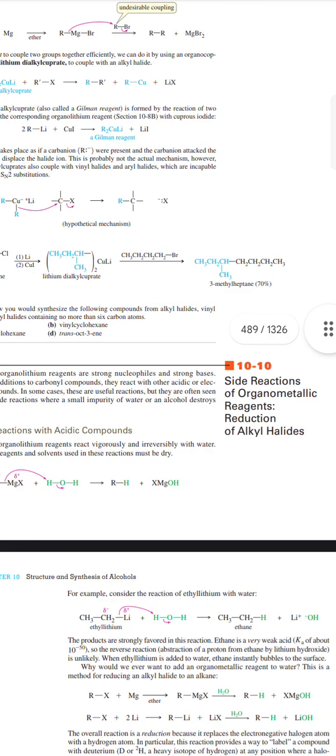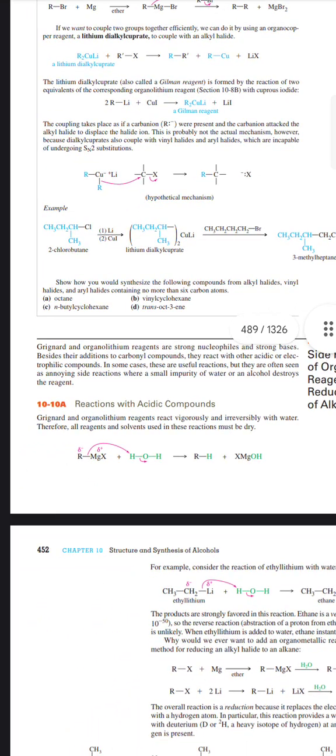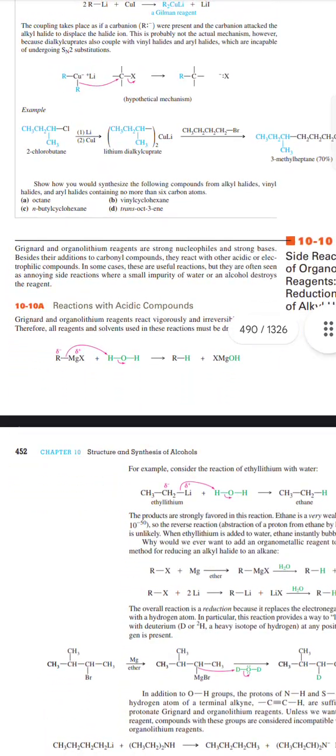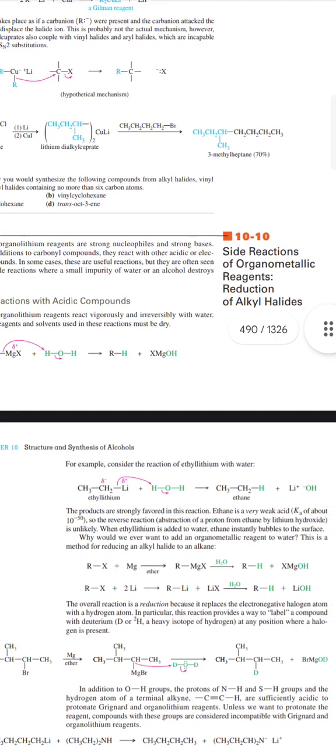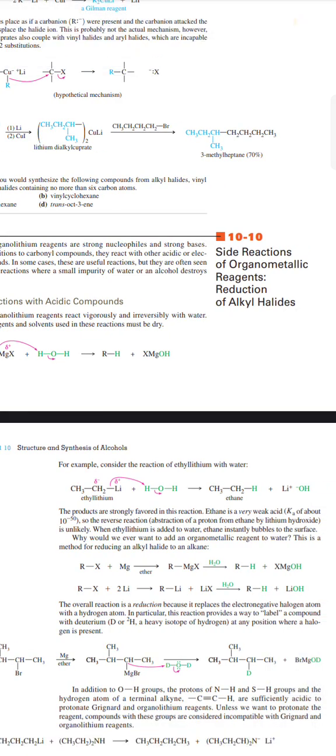Next topic is side reactions of organometallic reagents, that is reduction of alkyl halides. First, reactions with acidic compounds. Grignard and organolithium reagents react vigorously and irreversibly with water. Therefore, all reagents and solvents used in these reactions must be dry. For example, consider ethyl lithium with water. The products are strongly favored in this reaction.